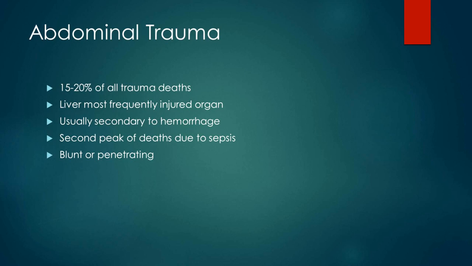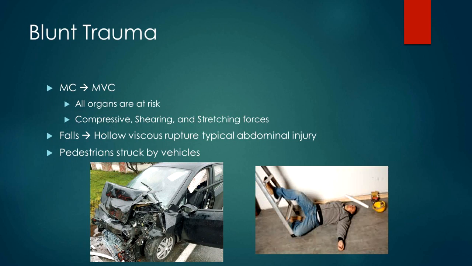Abdominal trauma is about 15 to 20% of all trauma deaths. Your liver is your most frequently injured organ. Usually, death occurs secondary to hemorrhage. The second peak of death in abdominal trauma is due to sepsis, and it can be from blunt or penetrating.